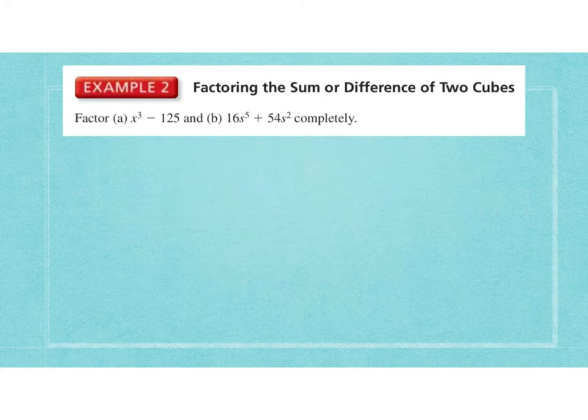So let's do some examples. So for A, is this the sum of 2 cubes or the difference of 2 cubes? The difference, because we're subtracting. So we need our A, which would be the number here that's being cubed. So what would our A be?